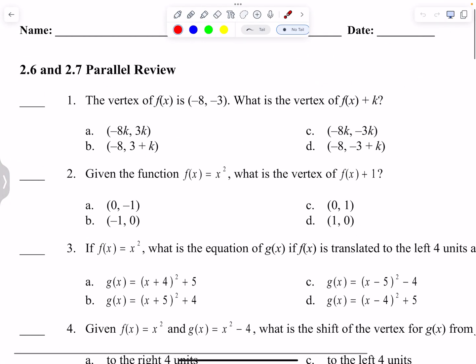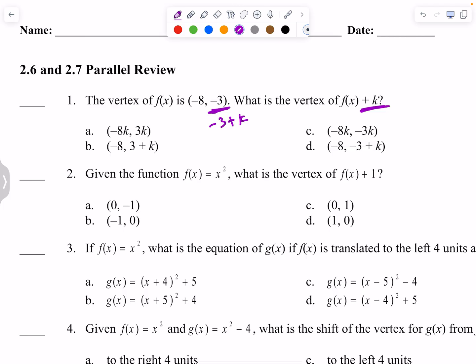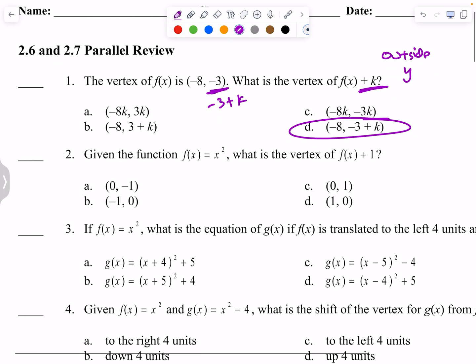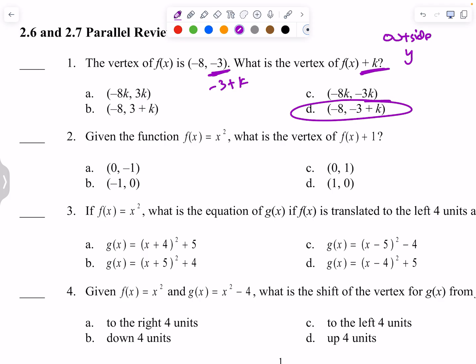All right, guys, anything outside raises the y value. So it's -3 plus k, because outside is the y. What's the vertex? The vertex of this guy is 0, 0. Adding 1 adds 1 to the y, so 0, 1. First you have to think about the vertex of the original and then change it.